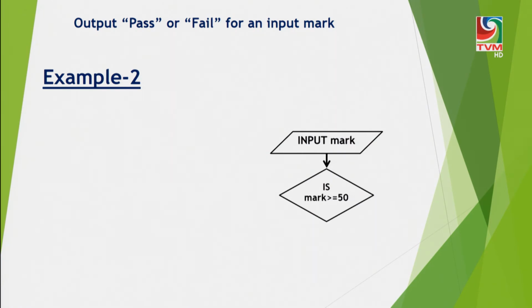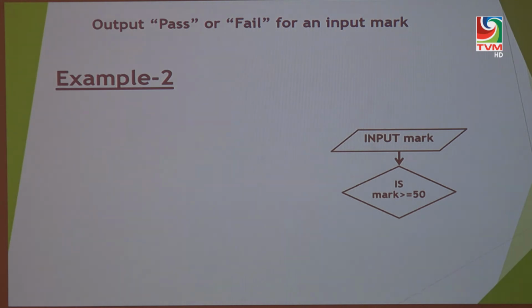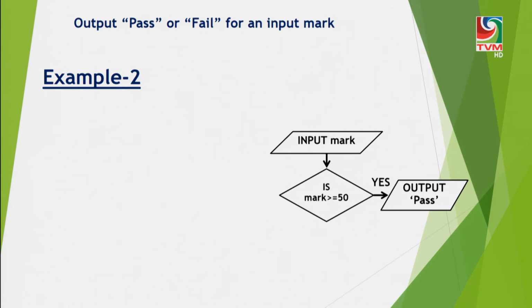In these cases you have to use a rhombus, because a rhombus will give you two answers. One is true and the second one is false, or yes or no. If the entered mark, whatever you input, is greater than 50, the answer will be pass. The student is pass in the test. Suppose you entered 30. Is 30 greater than or equal to 50? No, 30 is not greater than or equal to 50. So the output will be fail.